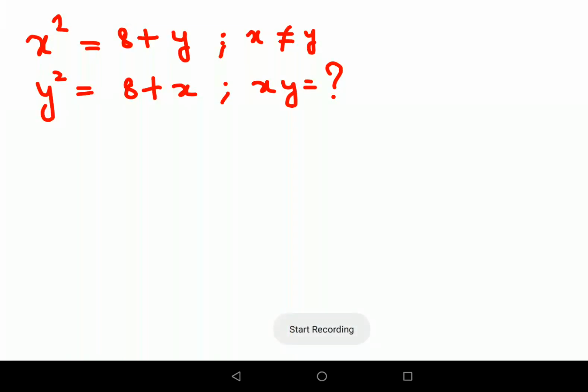Welcome everyone. So today we are going to understand how to solve this kind of question which says that x square equals 8 plus y and y square equals 8 plus x, and we know that x is not equal to y and we need to find the value of xy.